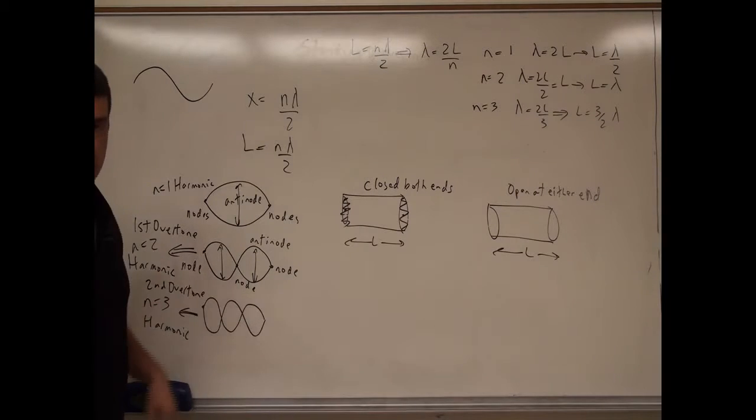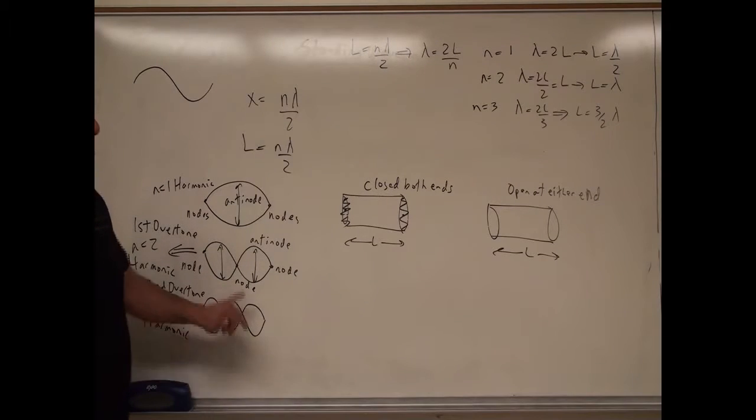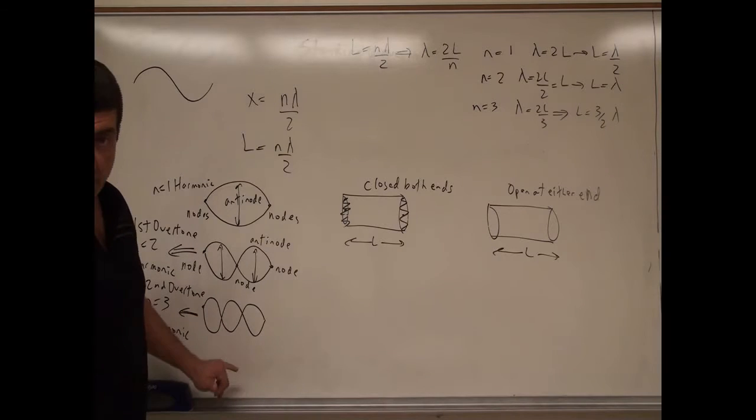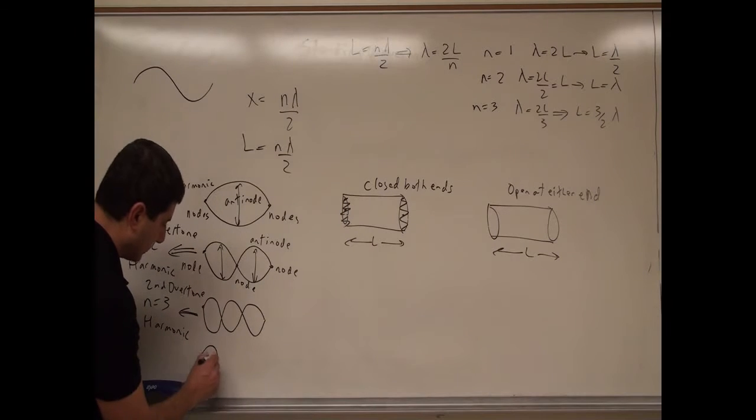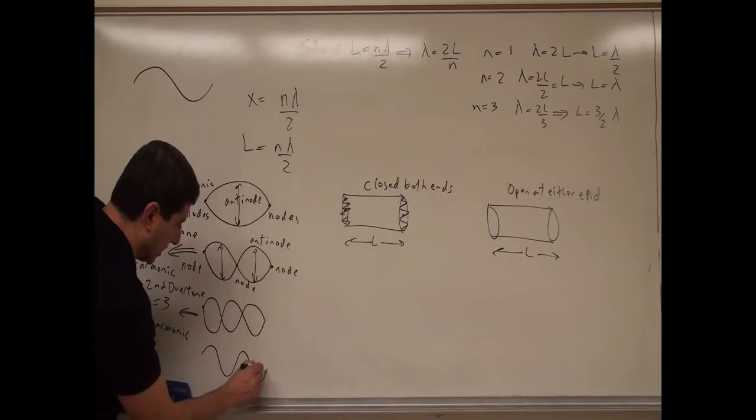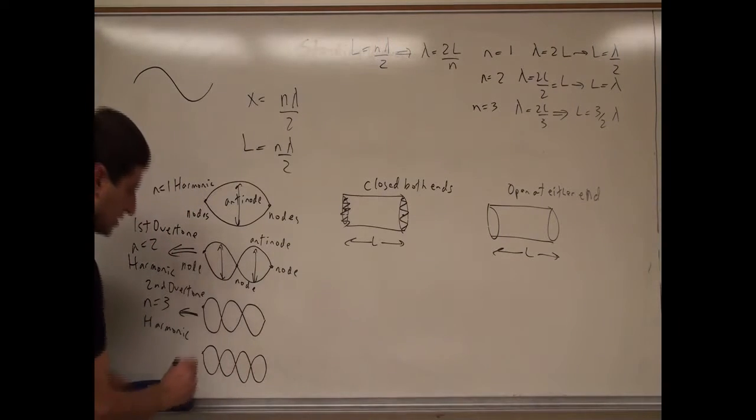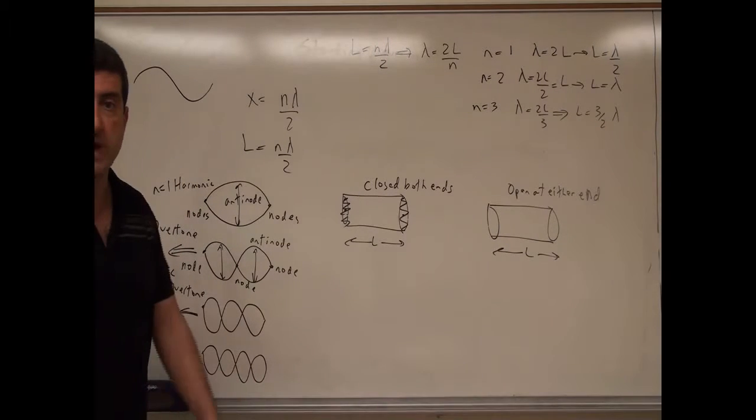And then so on and so forth. For n equals 4, the length of the string will be twice the wavelength, and you'll be able to fit up, down, up, and then back again, up, down, up, and then it'll go like this, and you'll be able to fit 2 complete waves, right?